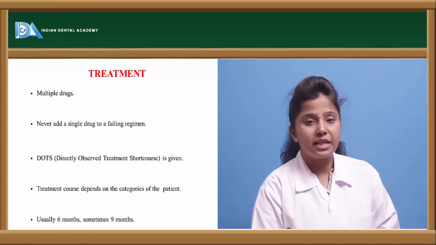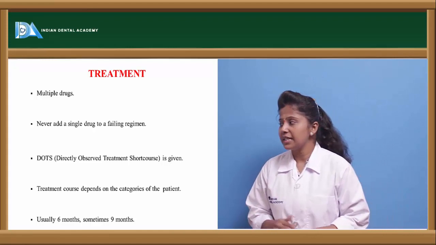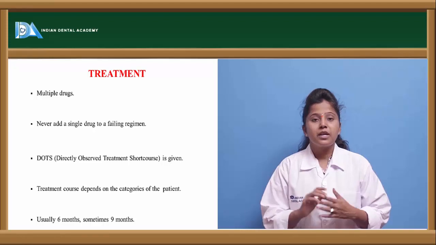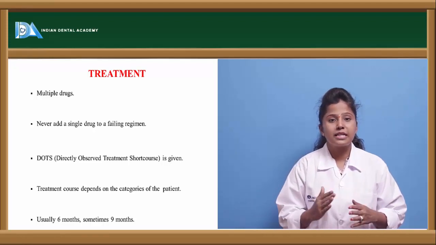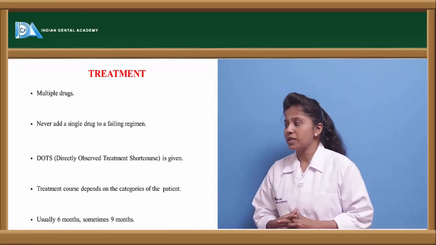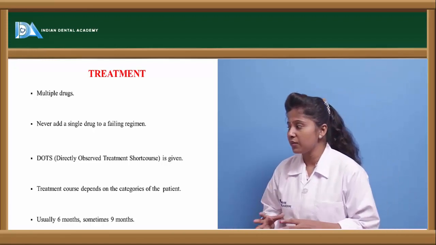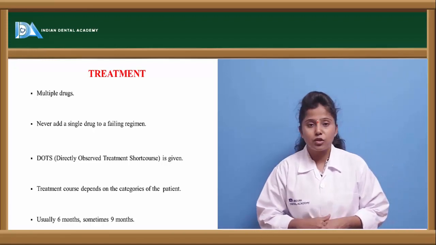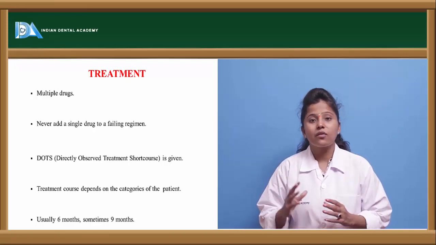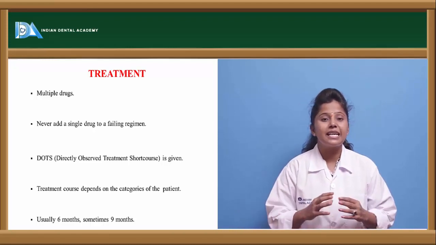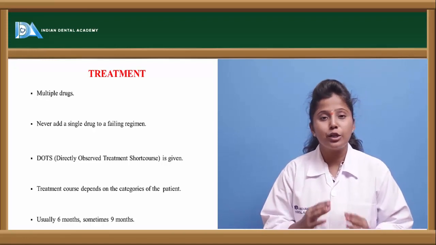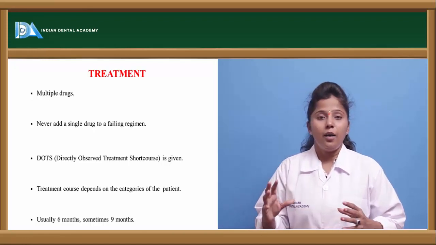So how can the treatment be given, or what treatment can be given? First, multiple drugs are to be given, in order to prevent the bacteria from developing resistance against the drugs, as well as we need to observe DOTS. DOTS is nothing but directly observed treatment short course. Here the healthcare personnel should take care of the patient, whether the patient is taking the therapy in a proper way or not. The personnel should educate the patient to take the therapy properly.